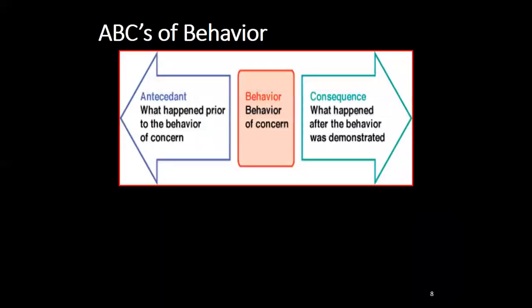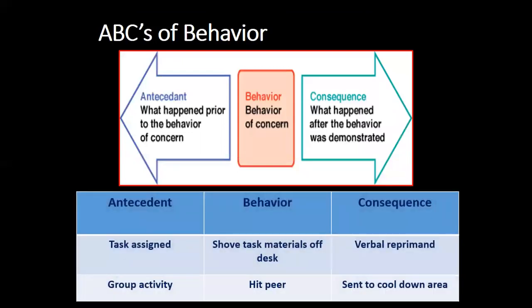So let's look at an ABC visual here. We see the antecedent that occurs before the behavior and the consequence that occurs after the behavior. Now, let's look at the two examples provided. When a task was assigned, the student shoved the materials off the desk and a verbal reprimand was given for the consequence. The second example describes the antecedent occurring in a group activity, a peer was hit, and the consequence was to send the student to the cool down area. We can clearly see what occurred before the behavior, what the behavior looked like, and the consequence of what occurred afterwards.